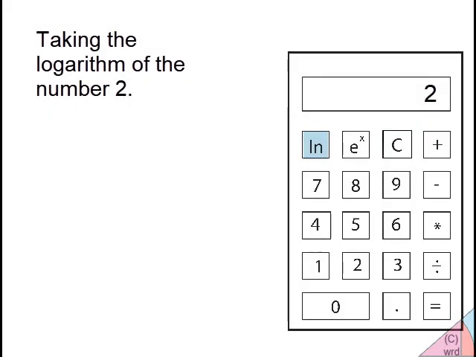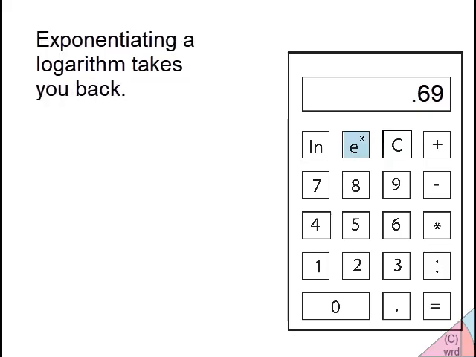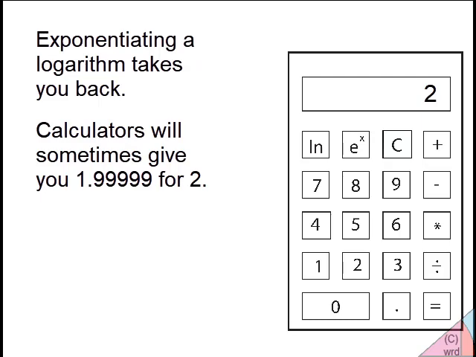On your calculator, moving from the counting number world to the percent difference domain is done by pushing the ln button, taking the logarithm of the counting number. Going back is called exponentiation. It uses the e to the x button.